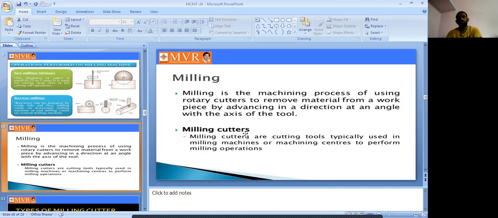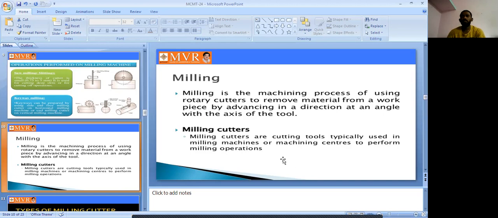Based on the cutters, we remove the material. Without a cutter, we cannot do the milling operation. The cutter is the most important thing here. Milling cutters are cutting tools. Milling cutters are nothing but cutting tools. Typically, they are used in milling machines or milling centers to perform milling operations.